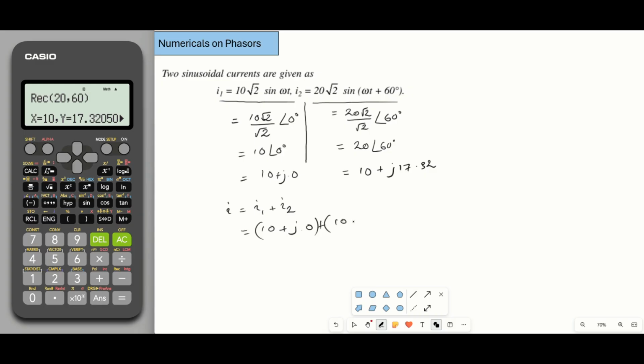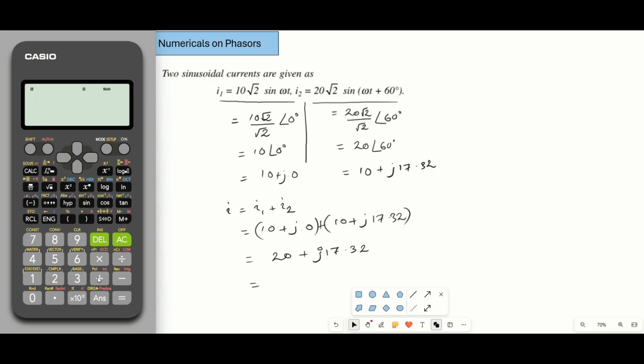Now if we add them, I equals I1 plus I2 equals 10 plus J0 plus 10 plus J17.32. After adding, what we get is 20 plus J17.32. Now if we convert this into polar form, using shift pole, we have 20 comma 17.32, and the value is coming as 26.46, and the angle is 40.89. So this is the addition.